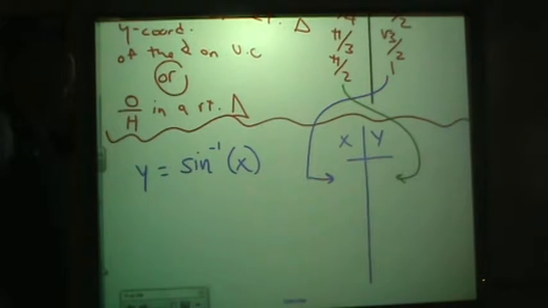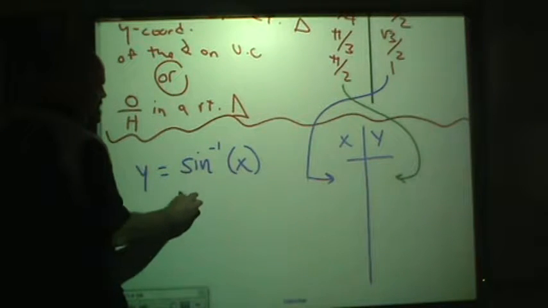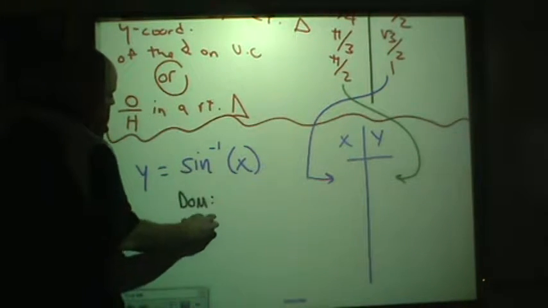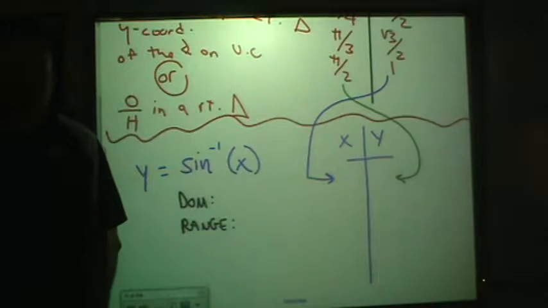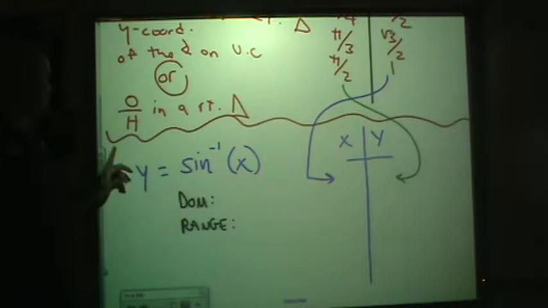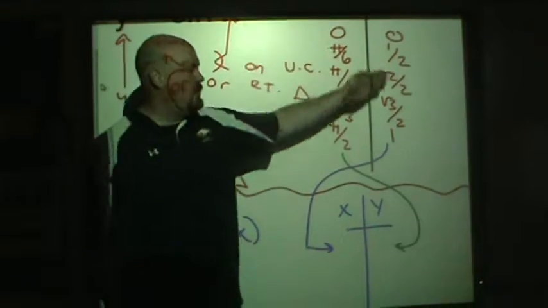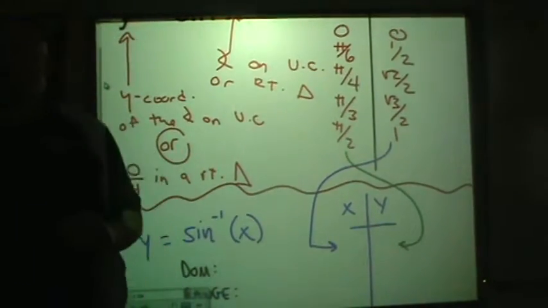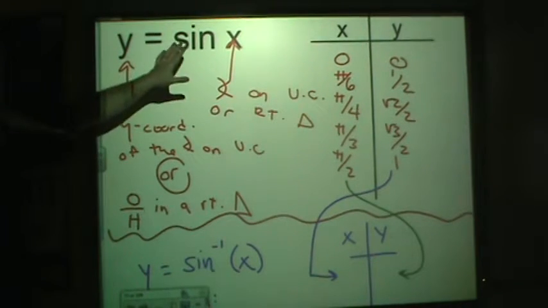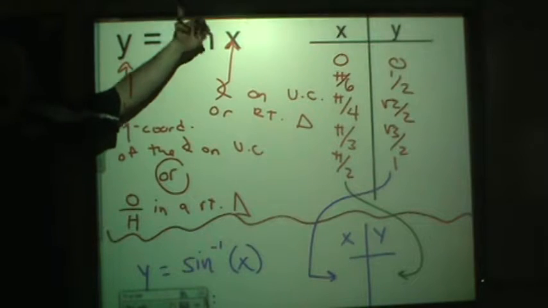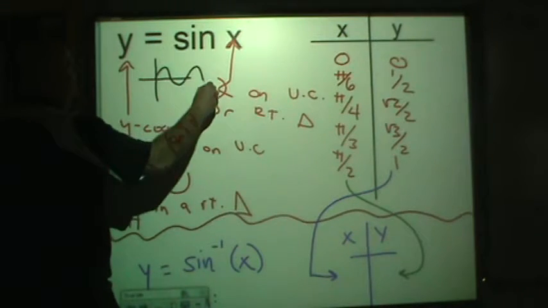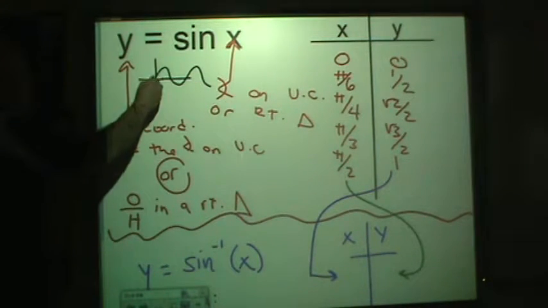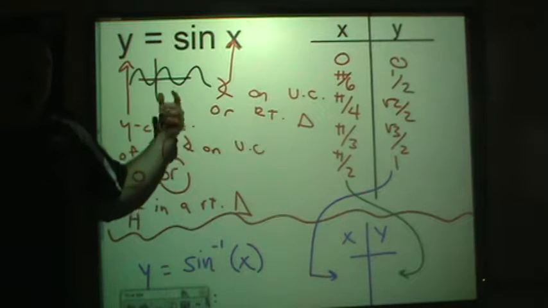Now, what does that mean for our domain and range? This is where things go sideways, if you will. If you just use these values here as our domain and range, when we talked about sine of x, we said the domain of a sine function is infinite. Because if you look at the graph, now that you know what a sine wave looks like, it's going to go forever and ever in both directions. So the domain of sine of x is infinite.